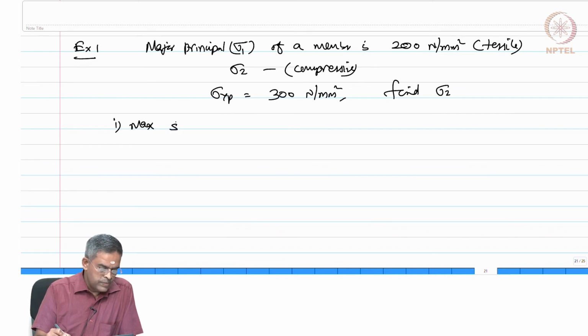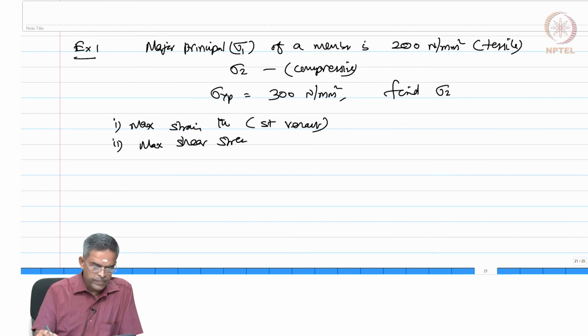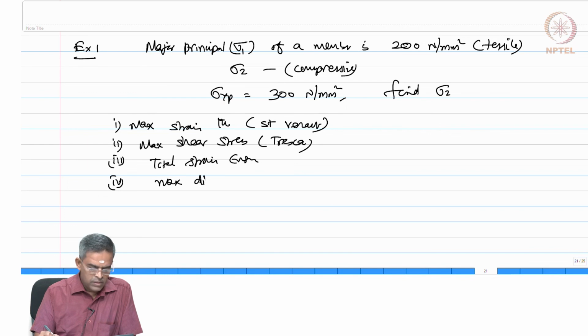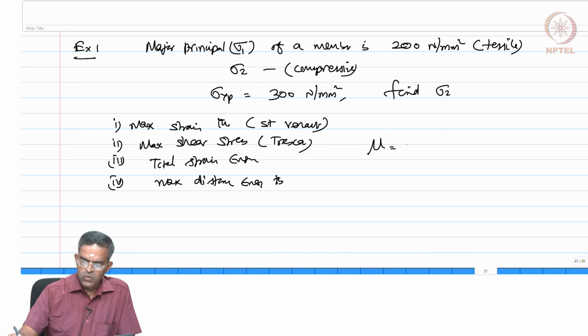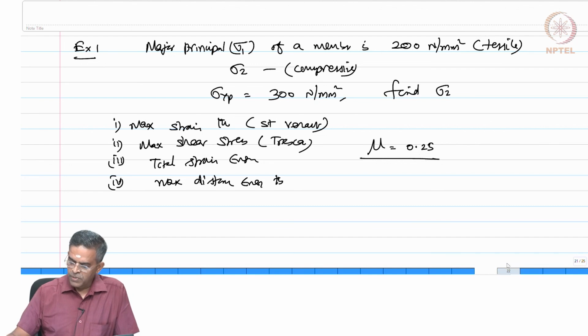Maximum strain theory, which is Saint-Venant's theory, maximum shear stress theory, which is called Tresca's theory, using total strain energy theory, also using maximum distortion energy theory. We can take mu as 0.25 for the problem. Let us solve this problem.